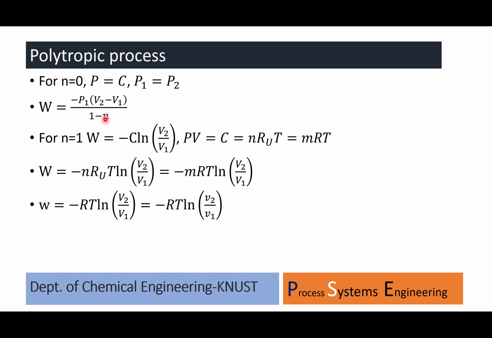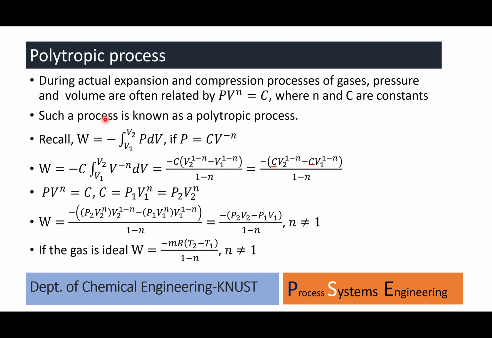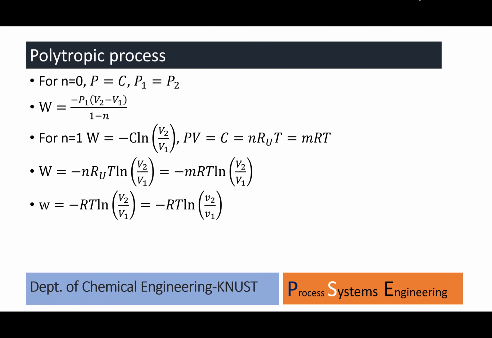Is that okay? In the case where n is equal to 1, you realize that we'll be having C times V to the power minus 1, or C over V, right? So what is going to happen is that I'm going to be integrating C over V. And when we do that, that's where the natural log comes in. So if we integrate this, we would have C ln V from V1 to V2. Then I can put the limits in there. So when I do that, I'll end up with this expression we see over here.